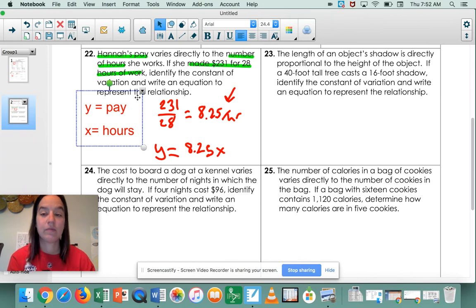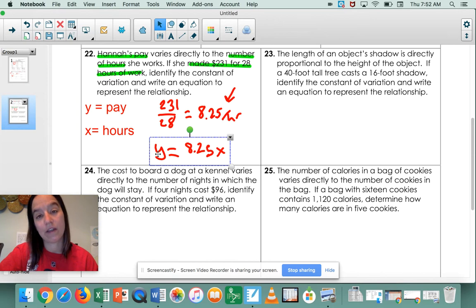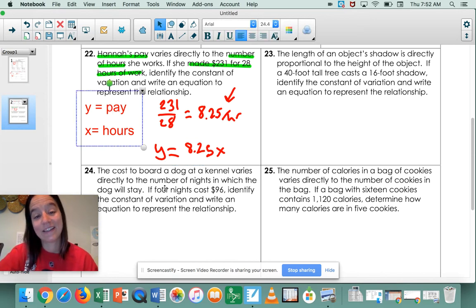Once I'm there, sometimes it'll give me, okay, so now plug in, how much would she make in 30 hours? And I would plug in 30. Or maybe it would say, how many hours does she work if she gets paid $500? And so at that point, what you'll have to decide is the problem giving me an x value or is it a y value? And you'll know because it'll either say money, which would go the y, or it'll say hours, which would be your x.